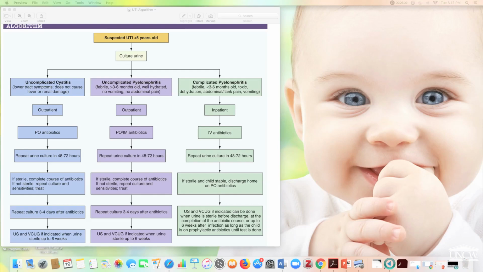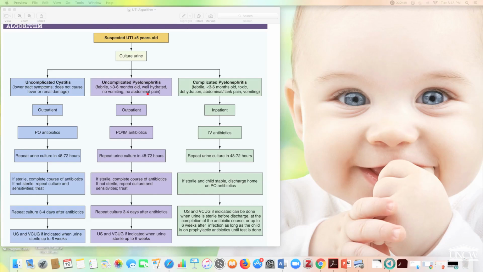Lastly, school-age children and adolescents. Now, that's not on this algorithm, but we will go over it because it is a little different. You're going to see the classic dysuria, frequency, urgency, and discomfort. Malodor and enuresis is very similar to the toddlers and preschoolers. Abdominal flank pain, vomiting, diarrhea, malaise, and then also, of course, fever and chills.